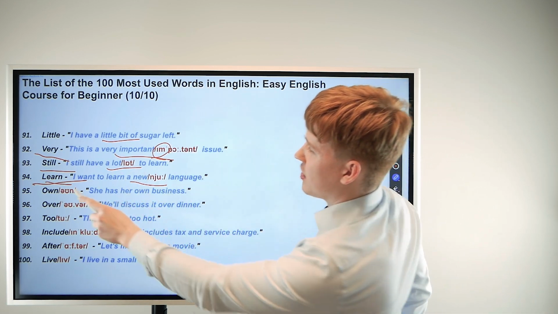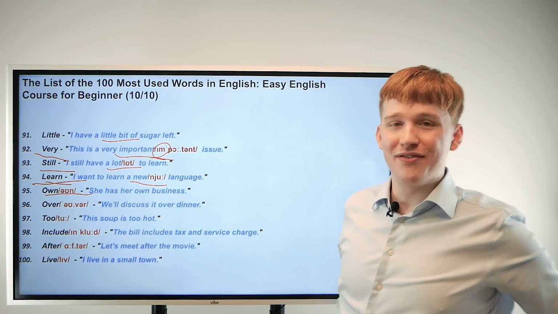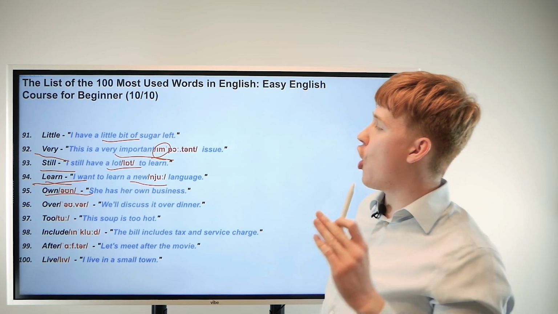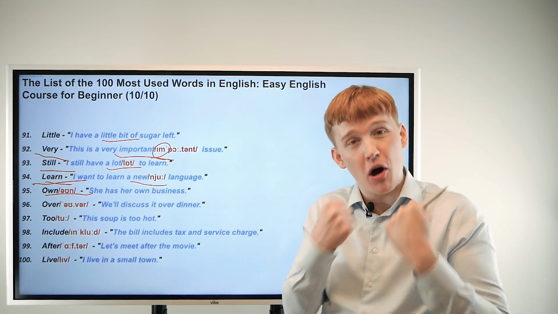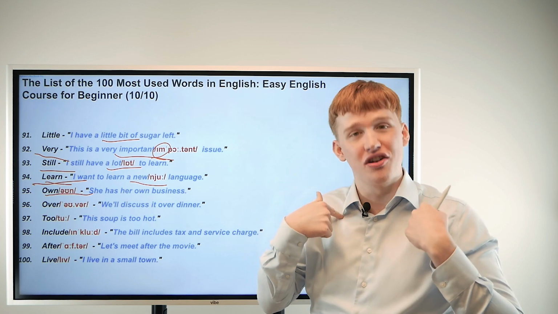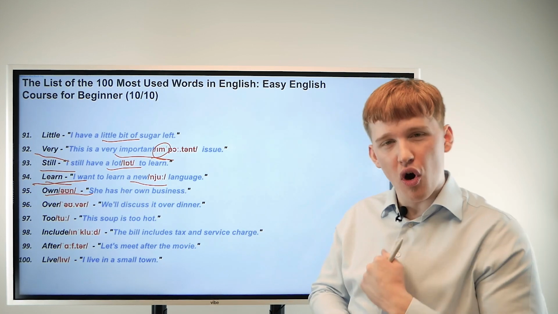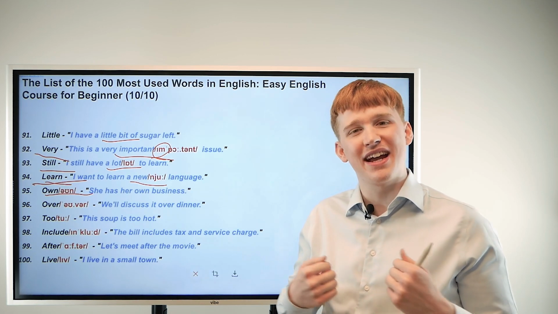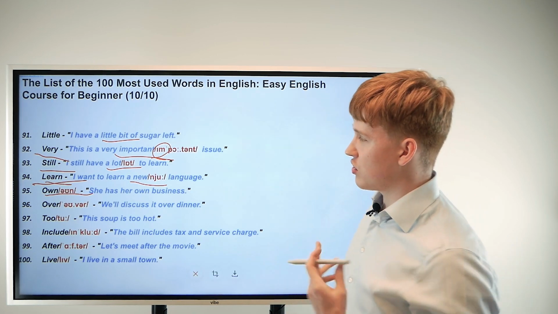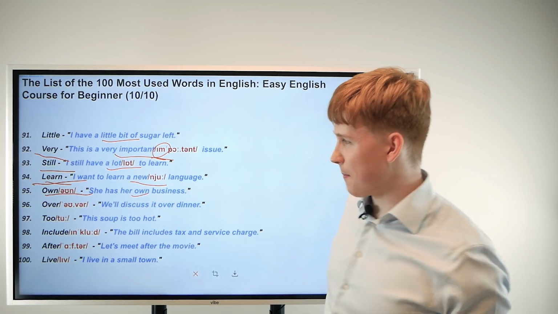Perfect. Next up we have own. She has her own business. It's her personal business. It's hers. It's no one else's. It's her own business. It's when you own something, when you have something and it's 100% yours. So she has her own business.